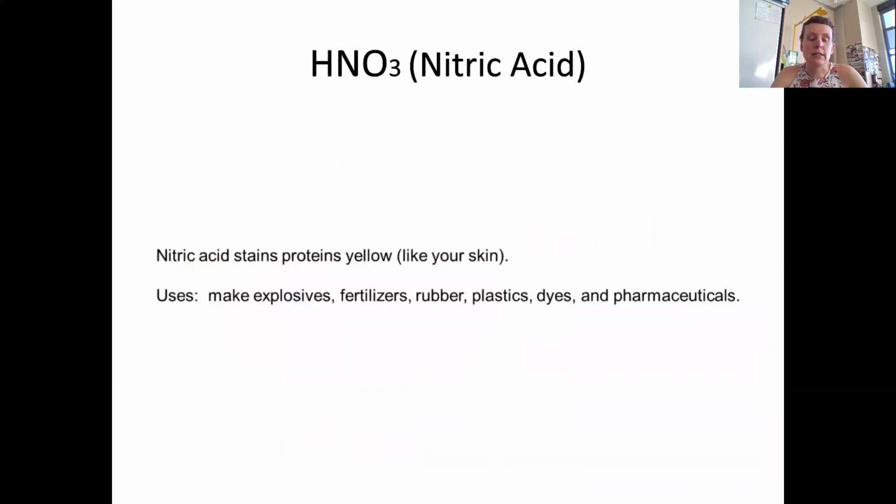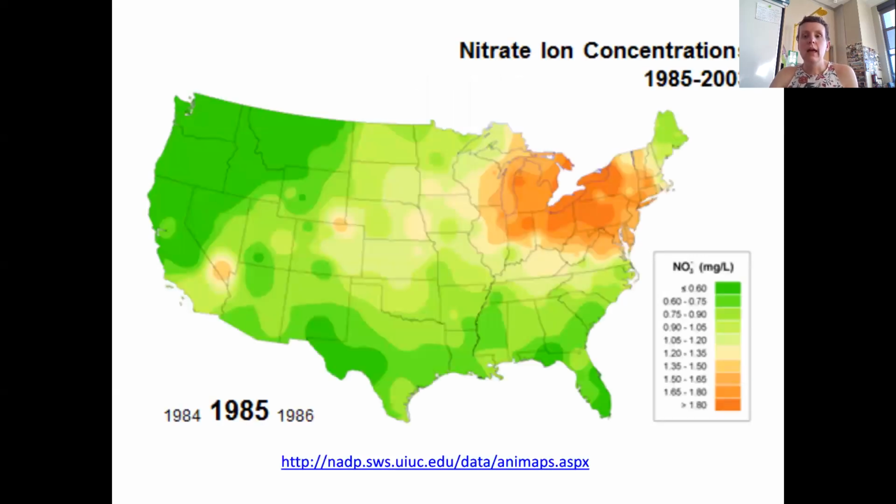Okay, nitric acid. To focus a little bit more on that, it stains proteins yellow, like your skin. We use it in industry to make explosives, fertilizers, rubbers, plastics, dyes, and pharmaceuticals. So for some drugs, we need nitric acid to help us produce those drugs. And now we're going to go through nitrate ion concentration.